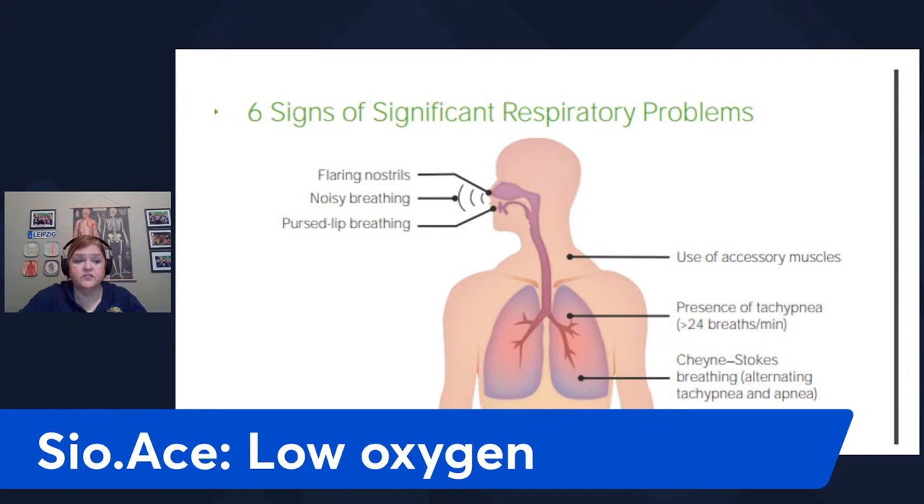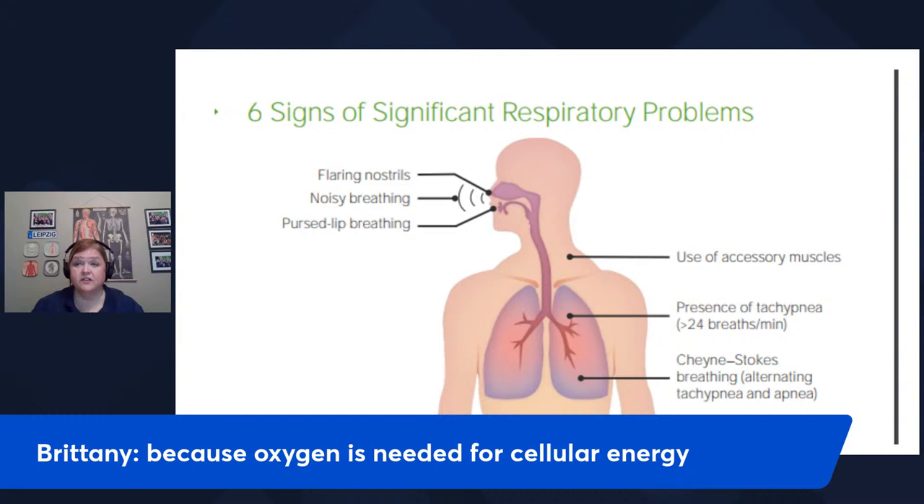So here are 6 key signs that you want to look for. And I posted that in our Discord, so you guys have that picture right in the Discord if you want to go back and look at it. But these are bad signs. Okay. When you see things like flaring nostrils, that's just what it sounds like. That's the body's attempt at letting you know, I cannot get enough air in. So I'm going to do everything I can to get as much air in as possible. If you hear noisy breathing, you should not have noisy breathing if you're awake and alert, right? So if you're hearing noisy breathing, that can be a real problem.